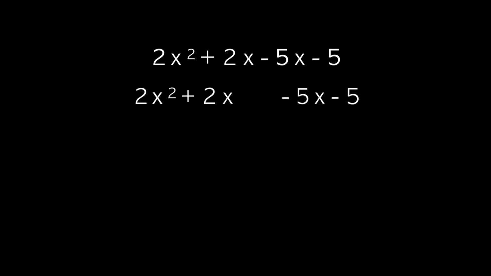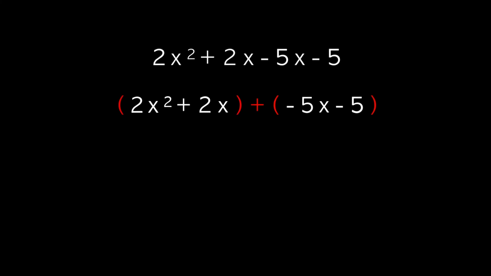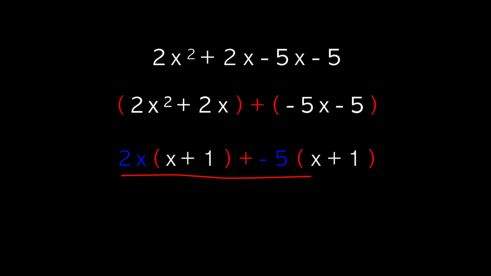If we separate it like this, then each part can be factored. This part has the greatest common factor of 2x, so we take that out and we're left with 2x times x plus 1. And this part has the greatest common factor of negative 5, so we take that out and we get minus 5 times x plus 1. Now our new expression is 2x times x plus 1 plus negative 5 times x plus 1. This has the greatest common factor of x plus 1, so if we pull that out, we are left with x plus 1 times 2x minus 5.